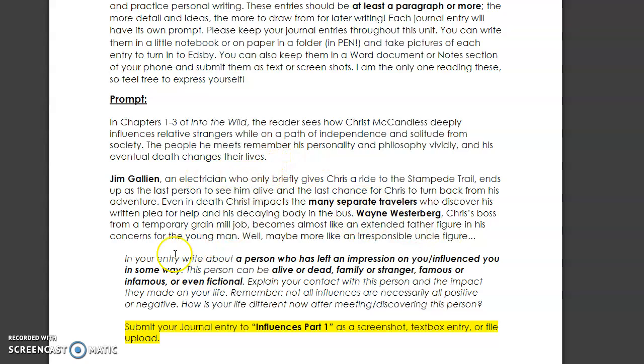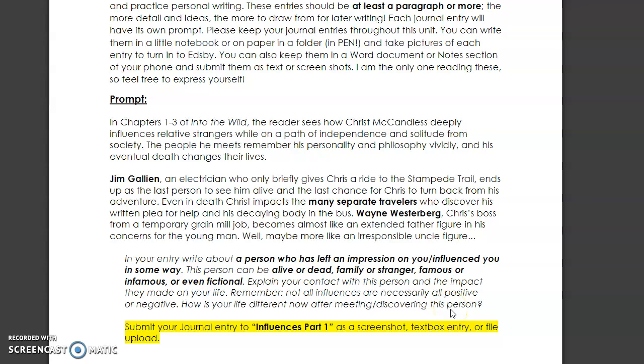So here's what you need to write about. In your entry, write about a person who has left an impression on you or influenced you in some way. This person can be alive or dead, family or a stranger, famous or infamous, or even fictional. Explain your contact with this person and the impact they made on your life. Remember, not all influences are necessarily all positive or all negative. How is your life different now after meeting or discovering this person?